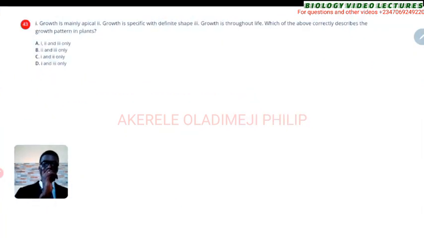Growth is mainly apical. Growth is specific with definite shape. Growth is throughout life. Which of the following correctly describes growth pattern in plants? In plants, they majorly grow upwards. That's the meaning of apical. That's correct. Growth is throughout life. I think I will work with 1 and 3. They keep growing. It's only animals that stop growing. I think I work with 1 and 3, which is option B. Sorry, option D. 1 and 3 is option D, please. Growth is mainly apical. They go that way, and it's all through life for them.